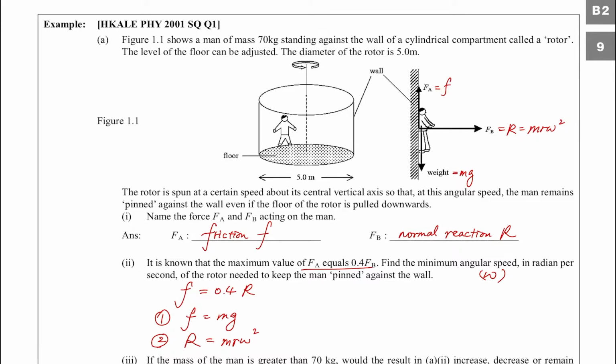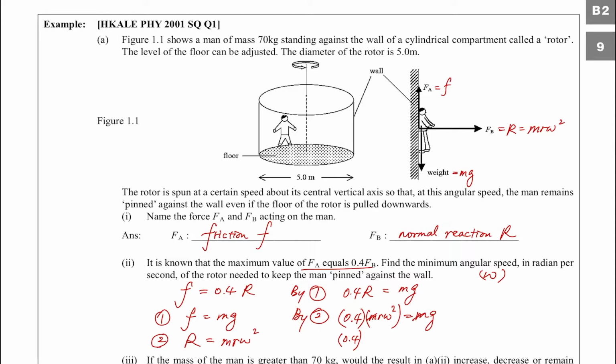So now we have three equations here. We're trying to combine the equations. Now, firstly, from the first equation, F equals mg, but F also equals 0.4 R. So we can write down 0.4 R is equals to mg. And then by equation 2, because R is equal to mr omega squared, so we can further elaborate 0.4 times mr omega squared is equals to mg.